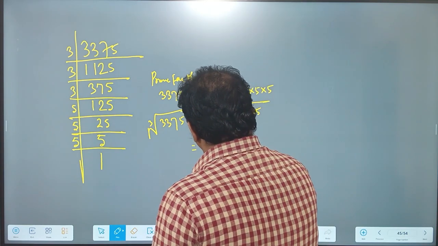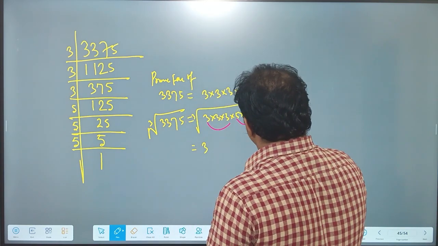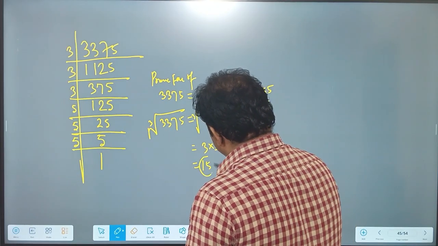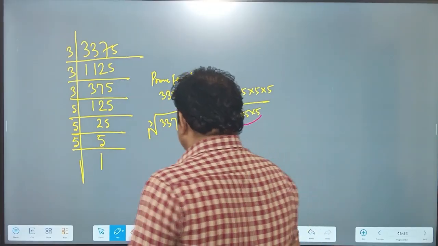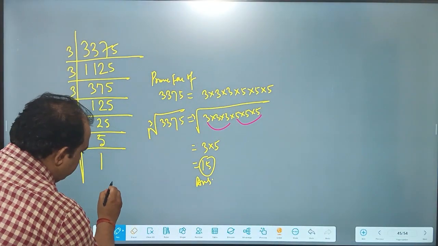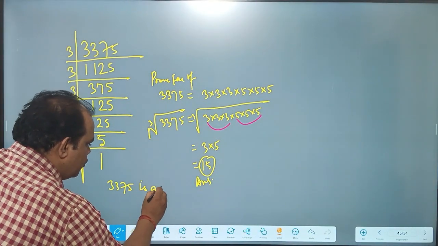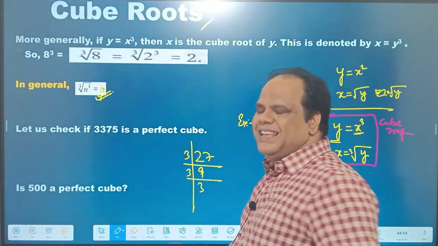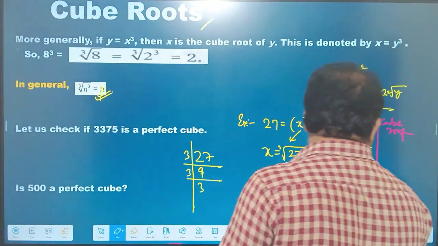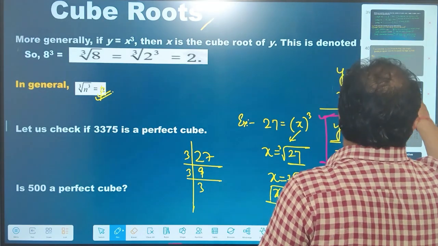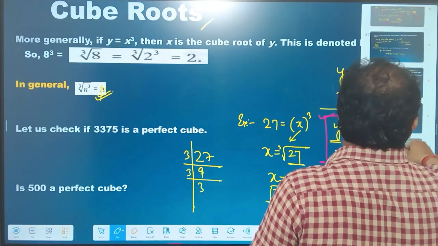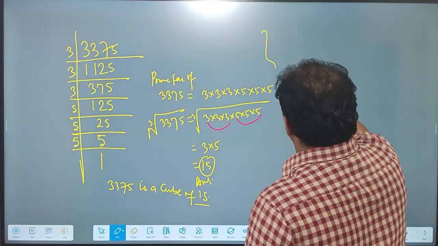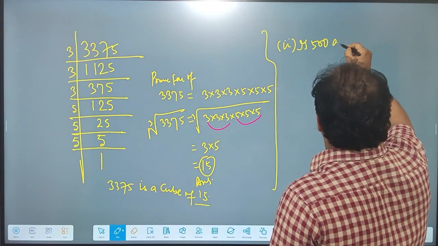So there would be one outside. There is a triplet, so one comes outside. So the cube root of 3375 is 15. So we would say 3375 is the cube of 15, right? Is it a perfect cube or not? Yes, it is a perfect cube, because we have seen this in the number also. Let me show that number. See here, the cube of 15 is 3375, right? The second part was 500 cubed.